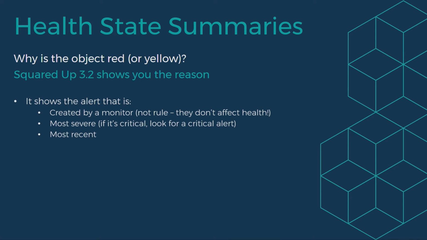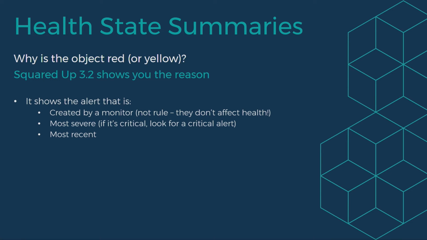So what does the health state summary show you? What is the description that appears there? For any object that's red or yellow, so for any object that is not healthy, it shows the alert that was first created by a monitor, and hopefully by now it should be obvious why we only look at monitor alerts, because it's only the monitor alerts that have affected the health state. We're not trying to show other alerts on the object. If the object's green, we don't show anything. It's only if it's red that we say, okay, it's only red because a monitor is red. We try and work out which monitor it is by looking at the monitor alerts.